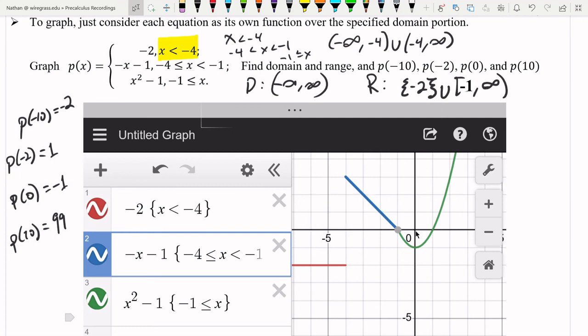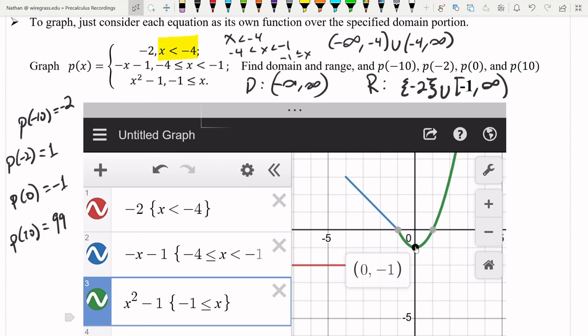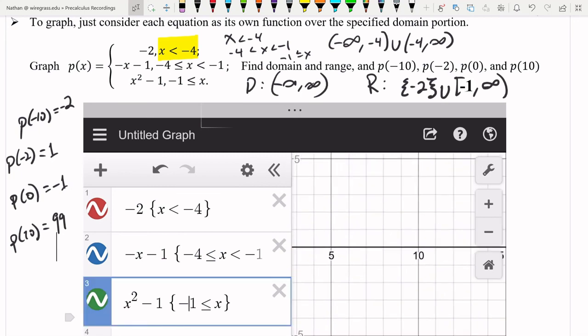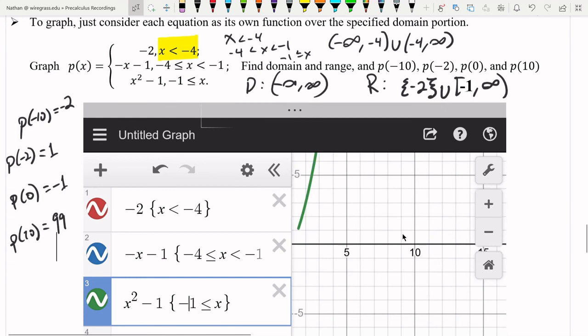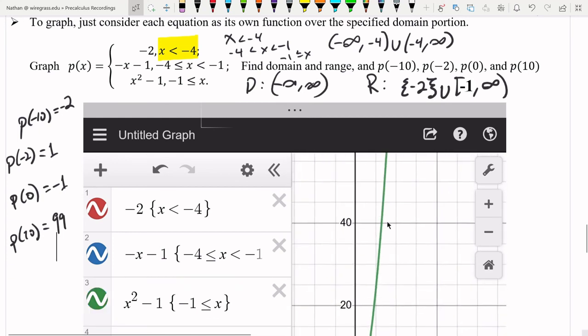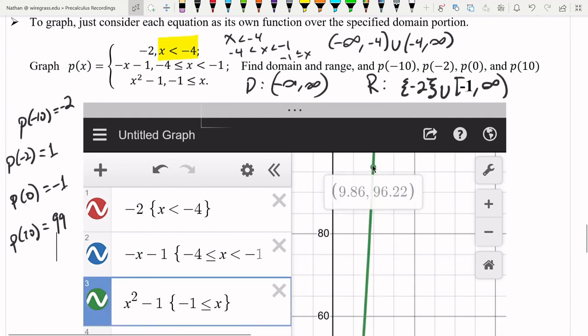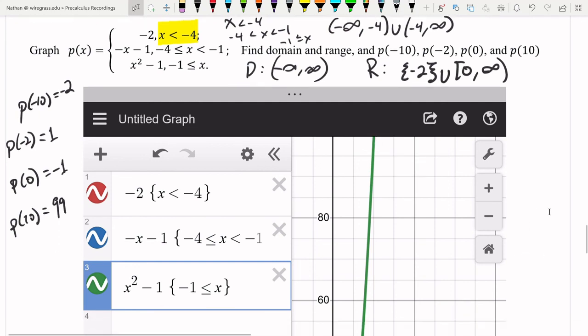Okay, P of 0. 0 is here. So we go down to our output. That is the y-intercept of -1. And finally, P of 10. 10 is right here on the x-axis. So we're going to zoom out, go way, way far up here. And there it is. 10 goes to 99. All right.